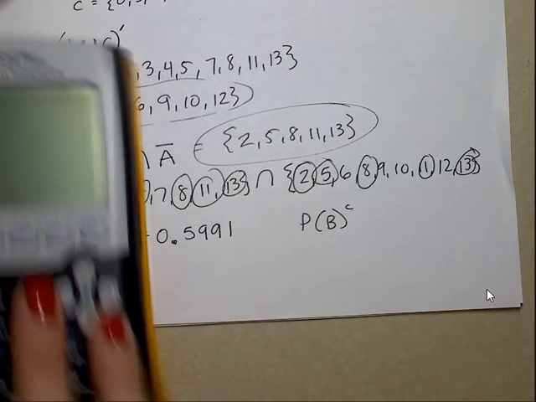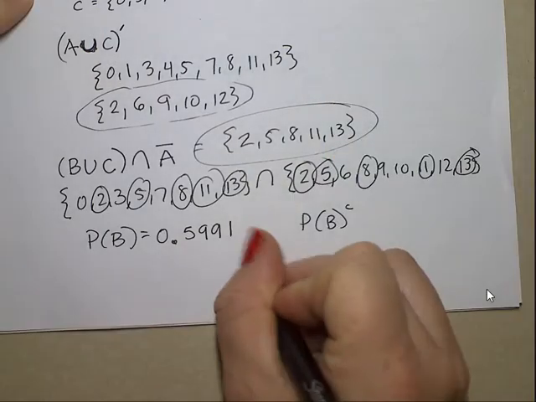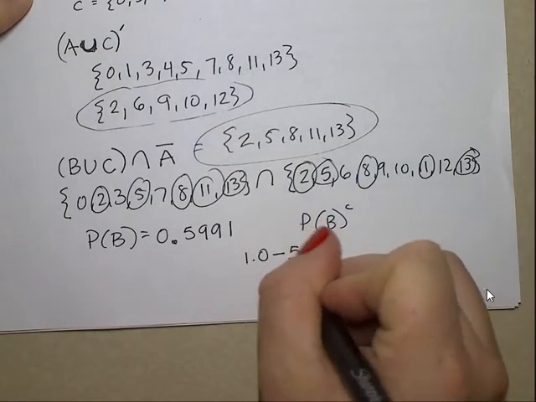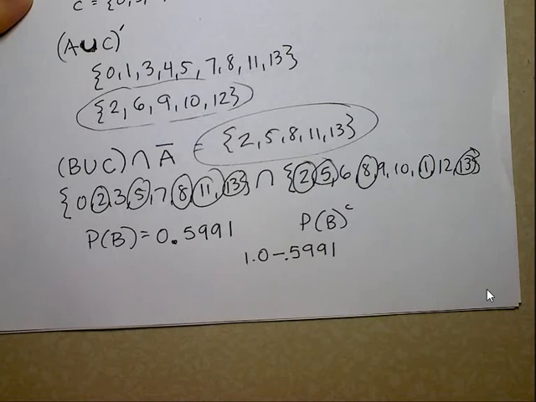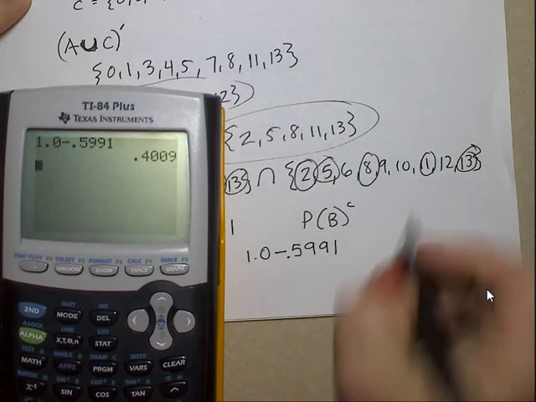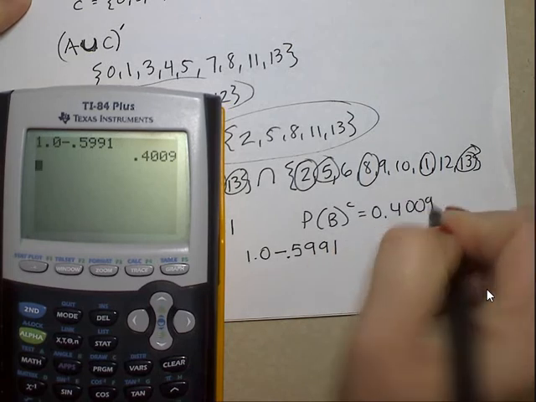So remember, when you say 100%, that's really 1.0 as a decimal. So you're going to take 1.0 minus the probability of B. And the answer is 0.4009.